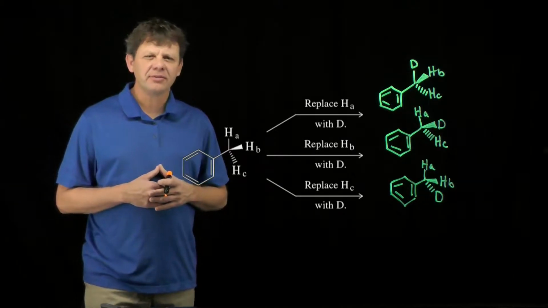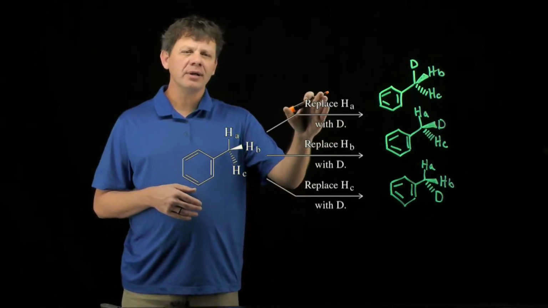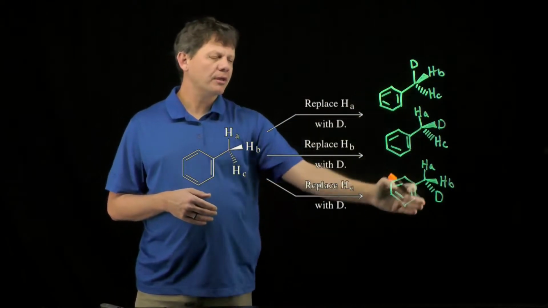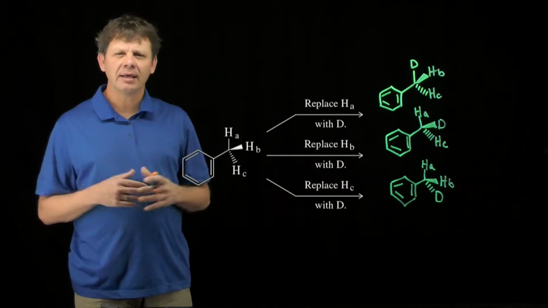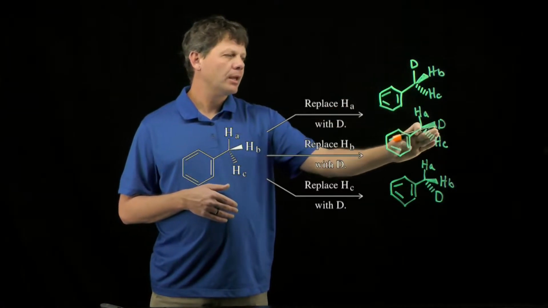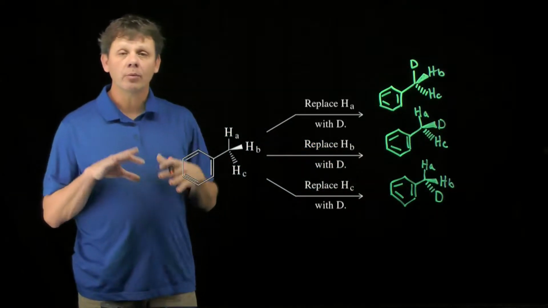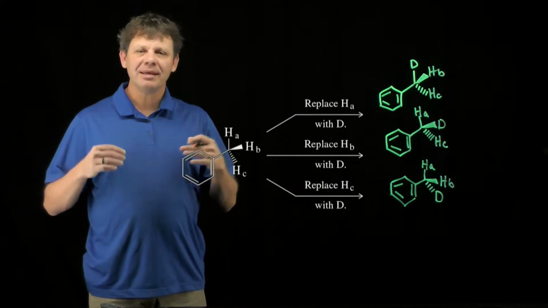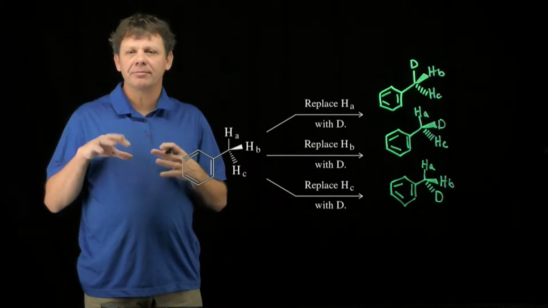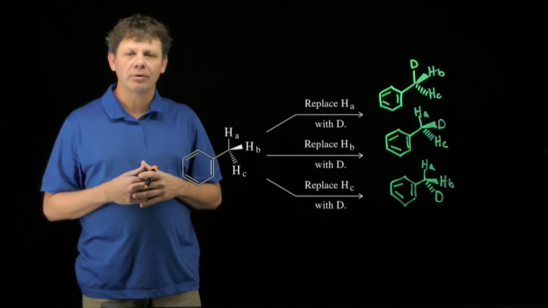This assessment asks us to describe the relationship between three compounds where a different hydrogen was replaced with a deuterium atom. I've gone ahead and shown those on the screen. Here we replaced HA with D, HB with D, and HC with D. Now remember, these labels of A, B, and C are our labels. The individual molecule doesn't know which one is A, B, or C.